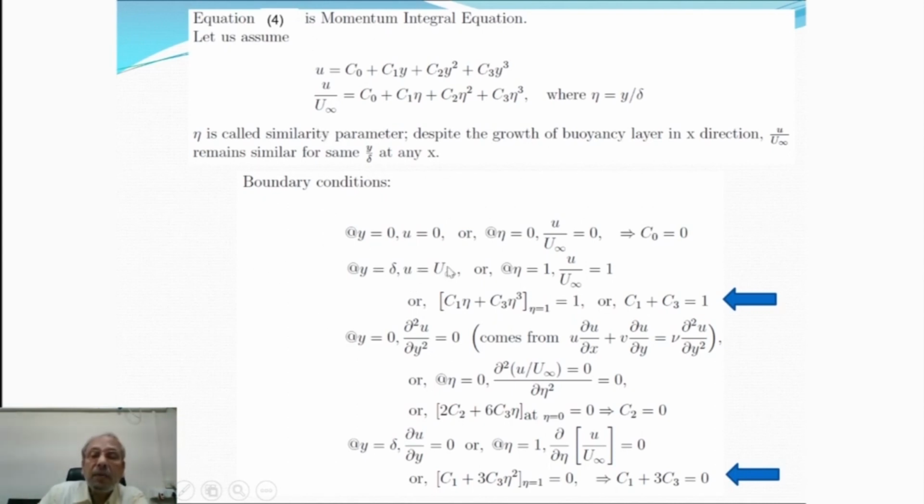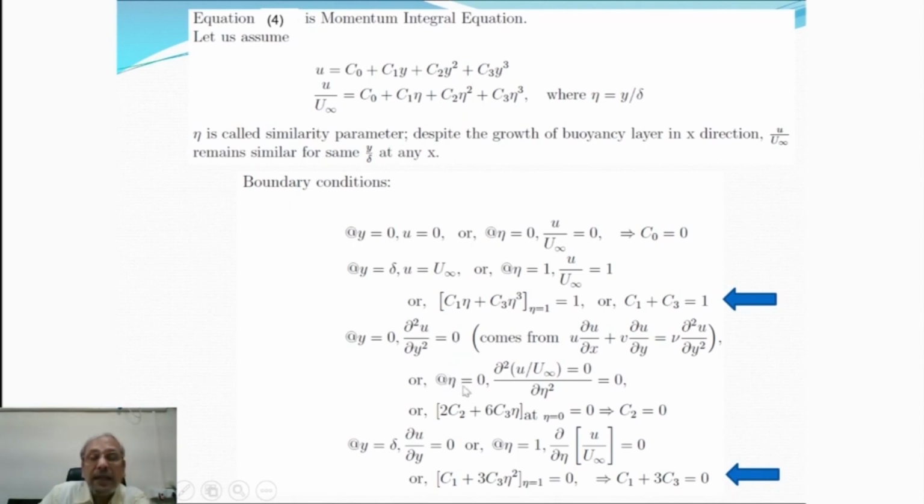Next we will apply the second boundary condition, although we have written it here. After that, we go to the boundary condition at y equal to 0. In the boundary layer equation, u equal to 0 and v equal to 0 at y equal to 0, so we get del 2u del y2 equal to 0. This is a derived boundary condition. So del 2u del y2 equal to 0.